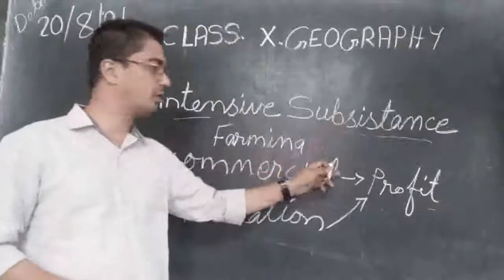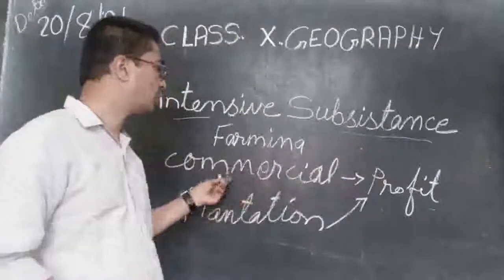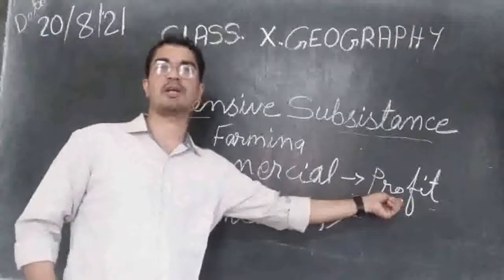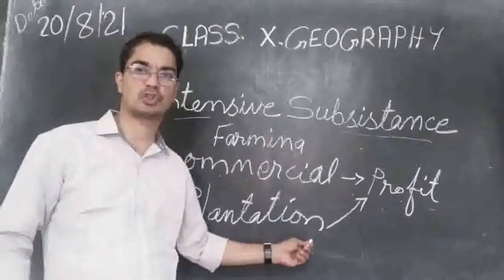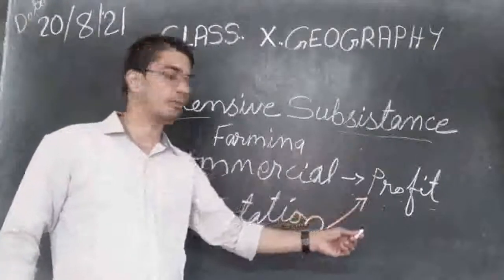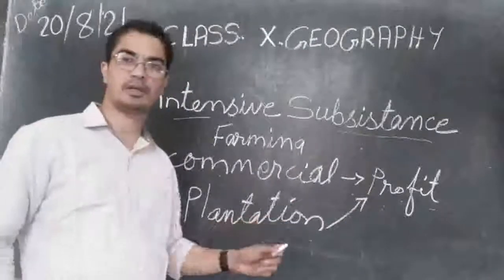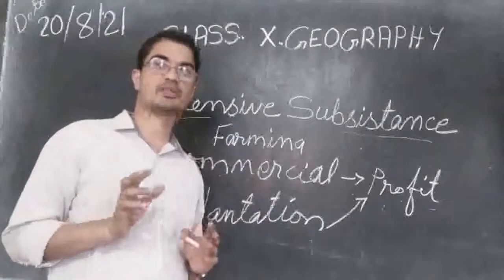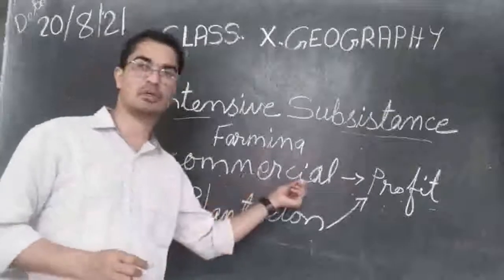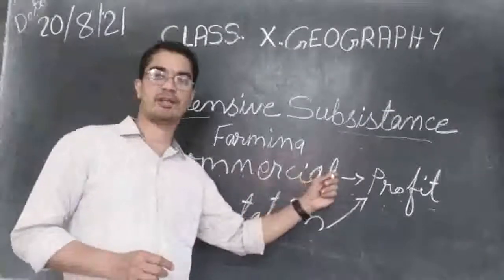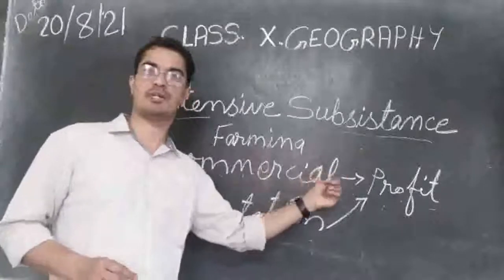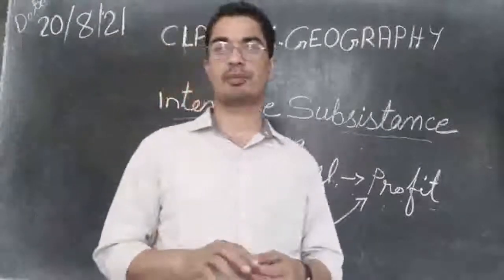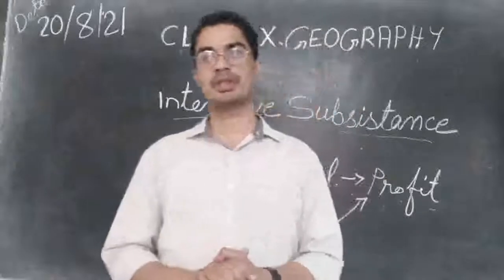Intensive subsistence farming is meant for the use of the family. Then commercial farming is cultivated on a large scale for selling in the market and making money. Then plantation farming is also meant for selling and making money. But the difference is, in plantation farming, only one crop is planted. One entire area will have only one crop, no mixing up. But in commercial farming, sometimes they do the mixing. Sometimes they will plant wheat, sometimes rice, sometimes potato, pulses and so on. But in plantation farming, just one single crop is planted. And that is meant for business as well.